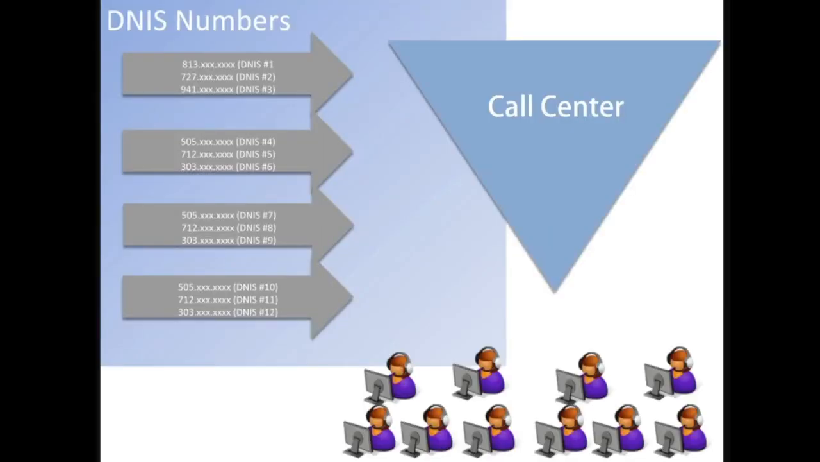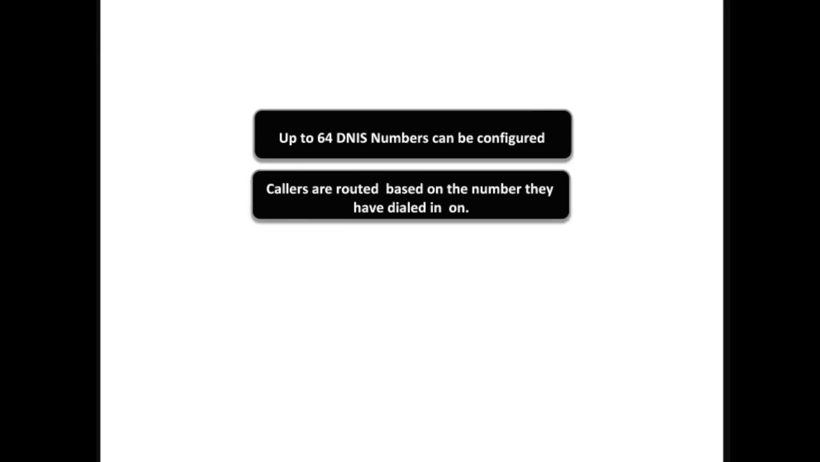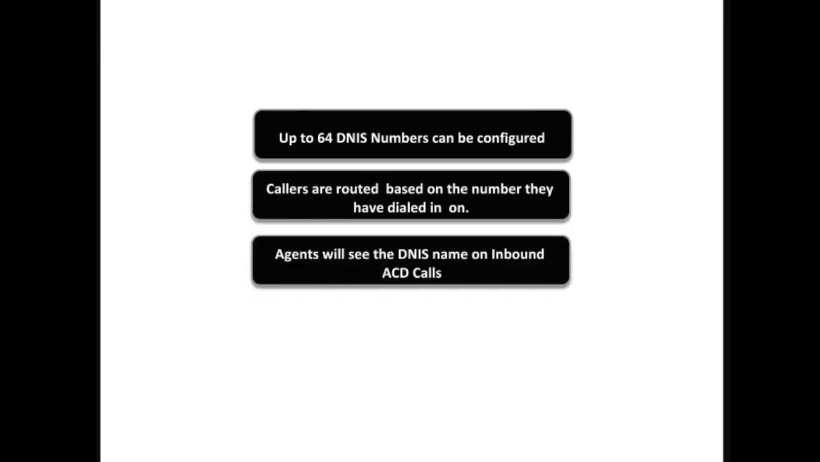DNIS is a telephony term that refers to the called or dialed number. Within the call center application, it is used only to refer to the case where multiple dialed numbers have been associated with a single queue or call center. The call center application allows an administrator to configure up to 64 DNIS numbers to a single queue. When they are configured, someone calls into a call center and is ultimately directed to a particular DNIS number within a queue, and the agent receiving the call sees that DNIS name when the call is delivered.